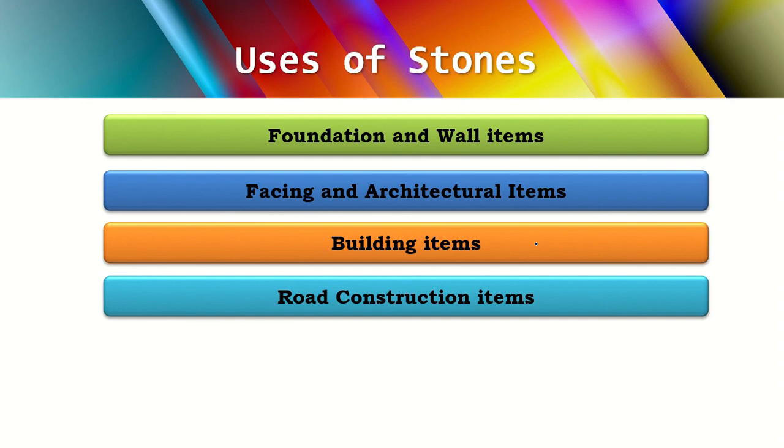Next, coming to road construction items. So we use stone as a material and as an important material in road constructions. Like for example, you can observe footpaths or pathways which are constructed with the help of stones. Even you can observe stone used as aggregate in concrete. You can even observe there are stones which are laid as a pavement or as a complete road. Okay, so this is the use in road construction items.